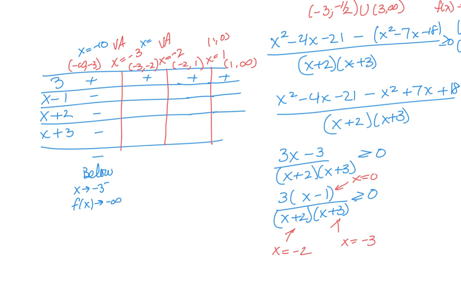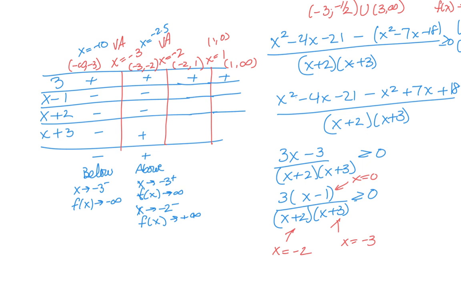Choose something in this region, negative 2.5. This is negative, this is negative, this is positive, so we are above. Since I have a vertical asymptote on one side and the other, both vertical asymptotes in this region will approach the same direction. As x approaches negative 3 from the right, my function is going to go to positive infinity. Simultaneously, as x approaches negative 2 from the left, my function is going to go to positive infinity.